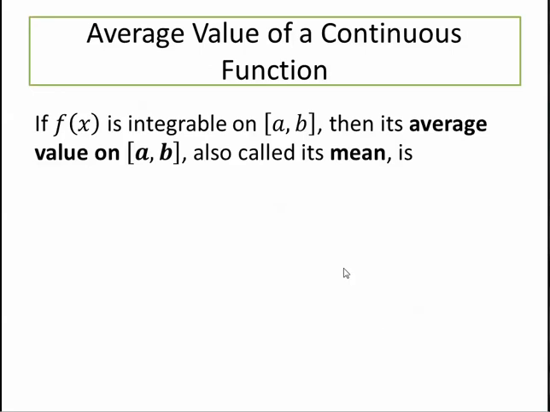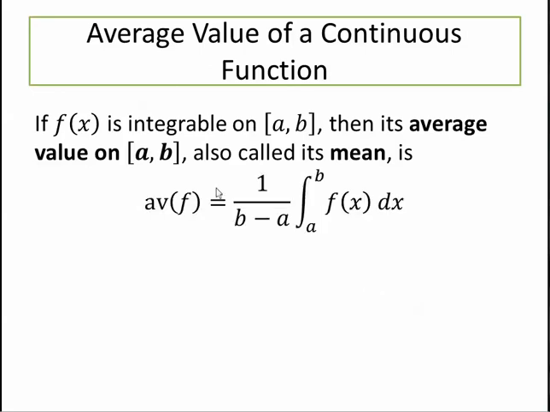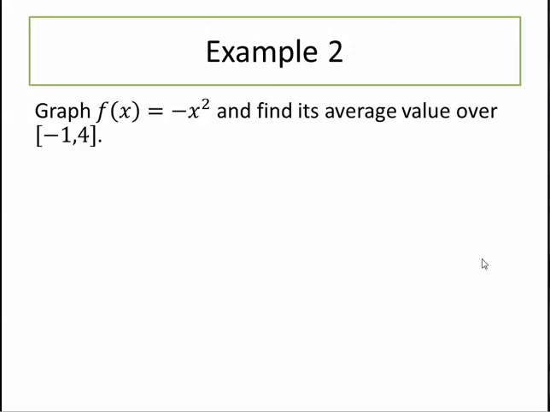All right, so let's revisit this idea of the average value of a continuous function. Now we're going to have f as an integrable function on a to b. That means we can find the integral. Then we're going to define its average value to be 1 over b minus a times the integral from a to b of f of x dx.